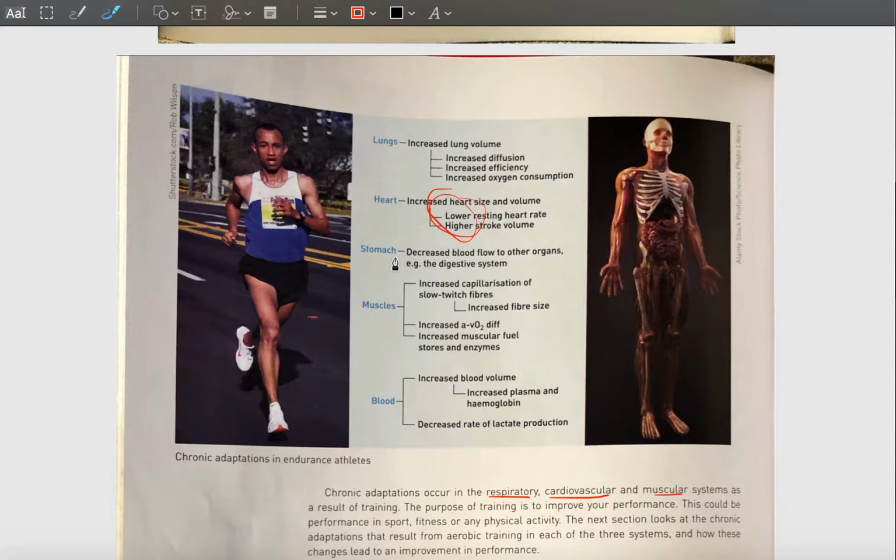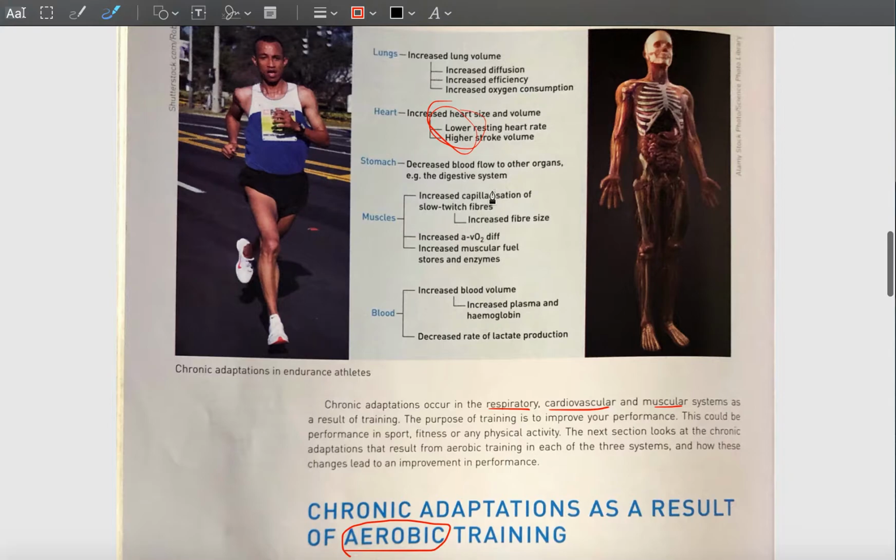The stomach itself will actually have decreased blood flow to other organs like the digestive system, because it's more efficient. The muscles will have more capillaries in the slow twitch fibers, which means those slow twitch fibers will get more oxygen because they have an increased fiber size because the muscles are working more.